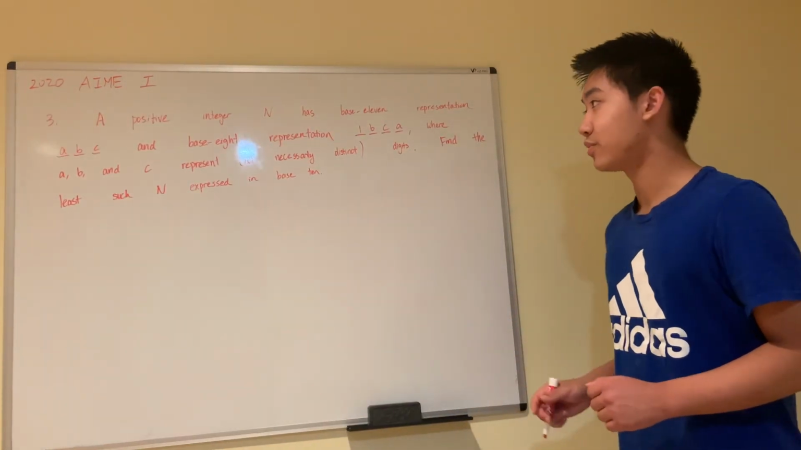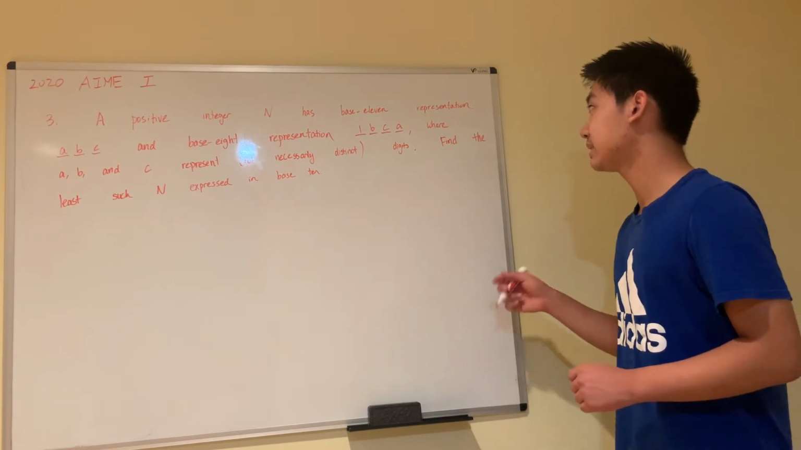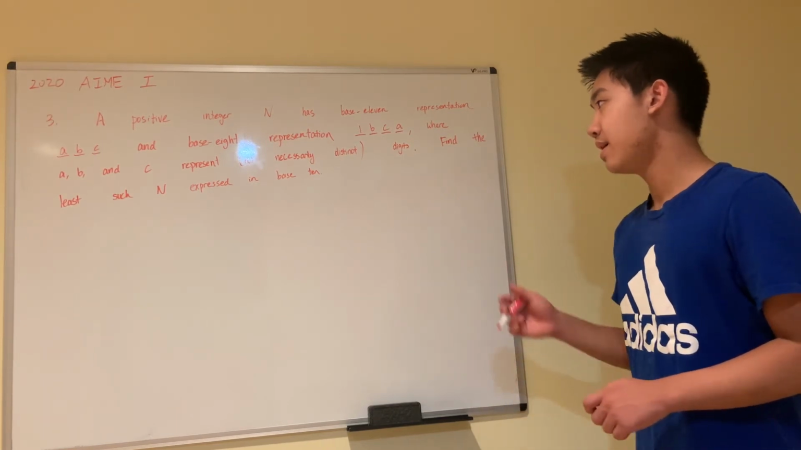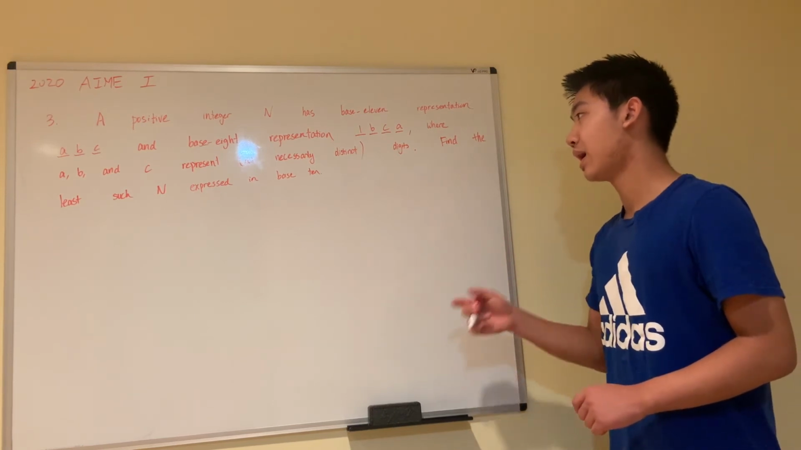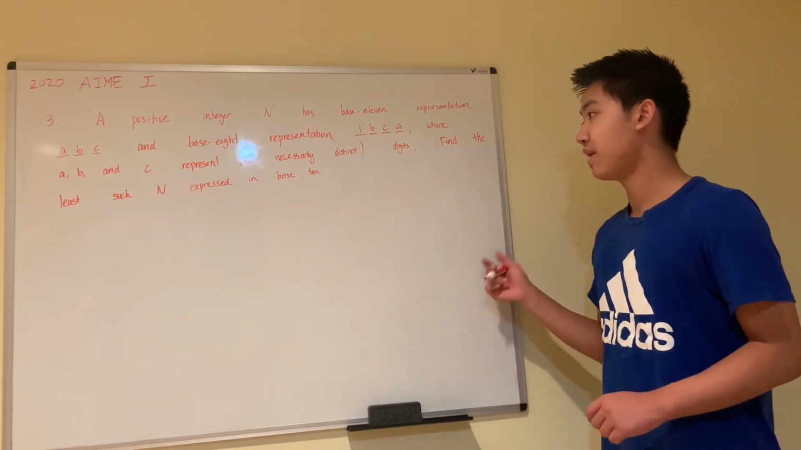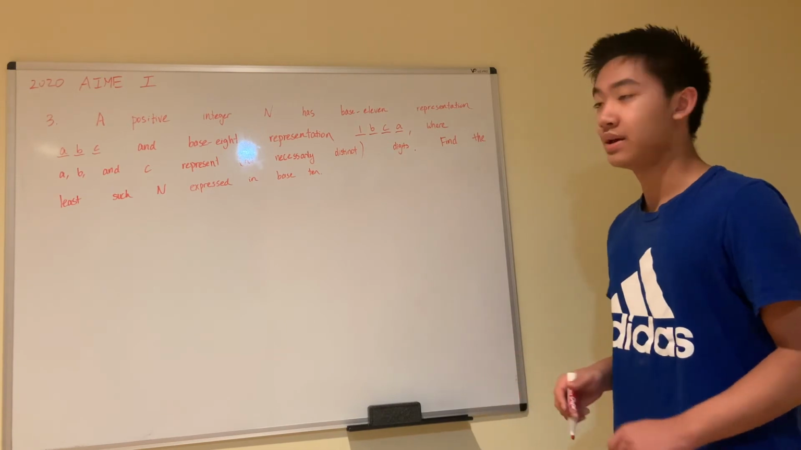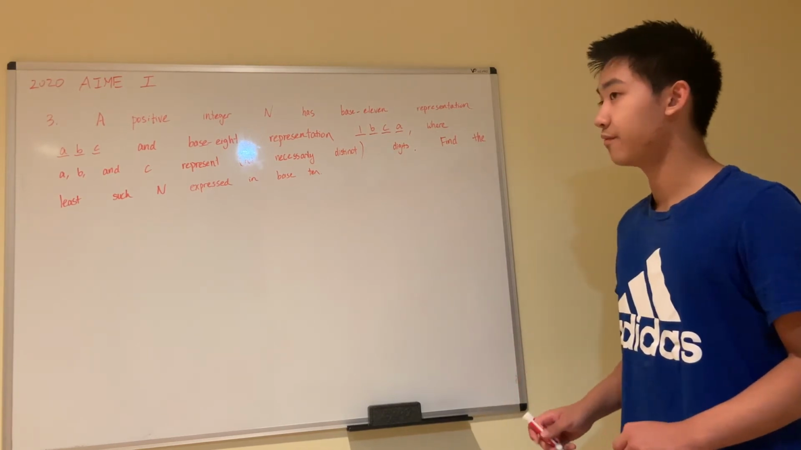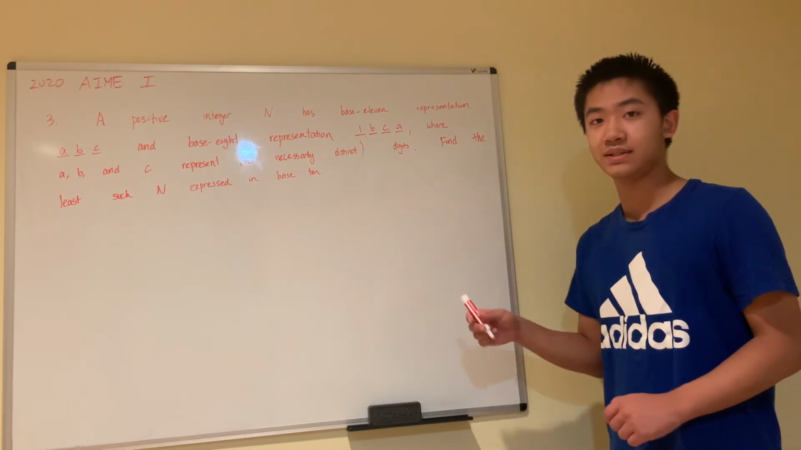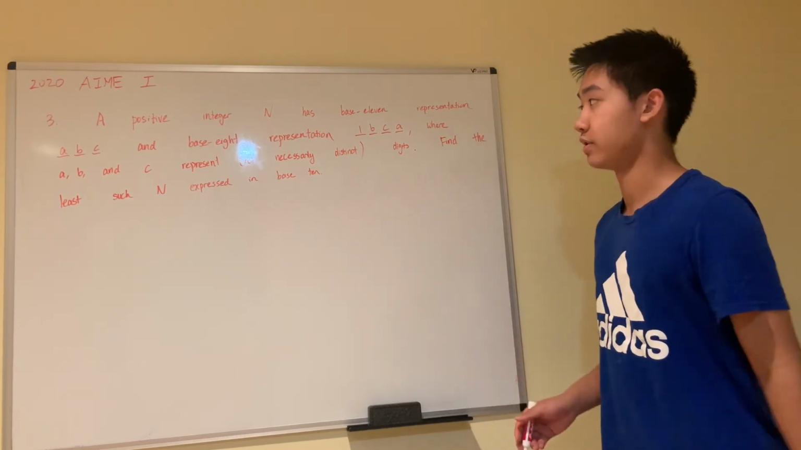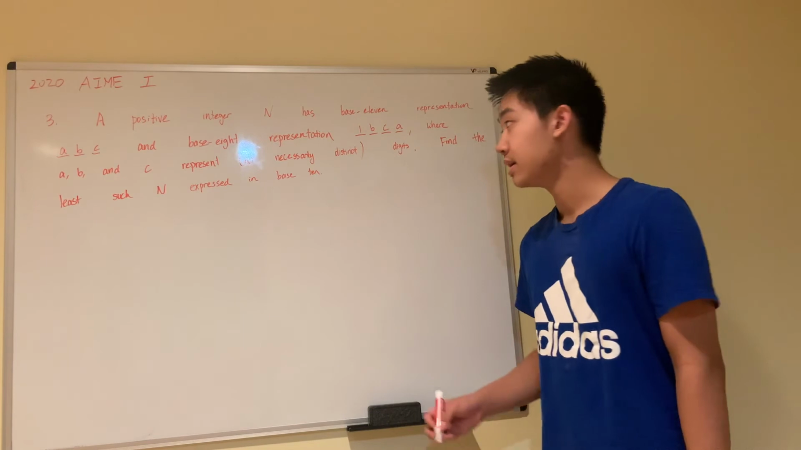So this is problem number 3. It says a positive integer n has base 11 representation ABC and base 8 representation 1BCA, where A, B, and C represent not necessarily distinct digits. Find the least such n expressed in base 10. So the first thing we got to do in this problem is convert ABC in base 11 and 1BCA in base 8 to base 10 and make them equal to each other, right? In order to find A, B, and C.